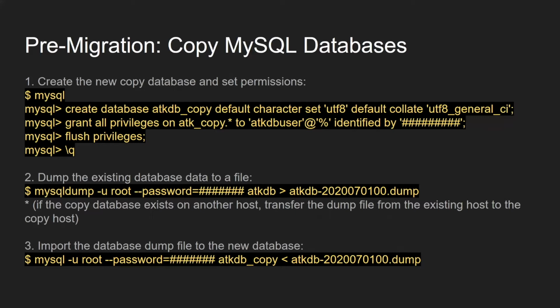The second step is, after assigning a username and password with all privileges, we move on to dumping our existing production database into a file. In the terminal, navigate to where your current Archivists Toolkit database is located and copy it using a MySQL dump.